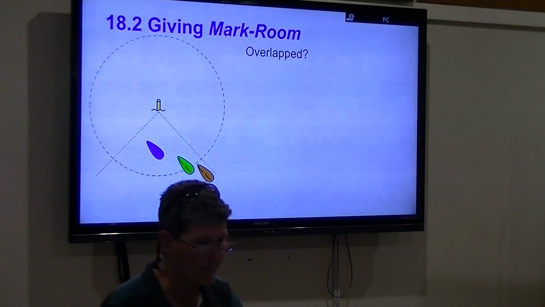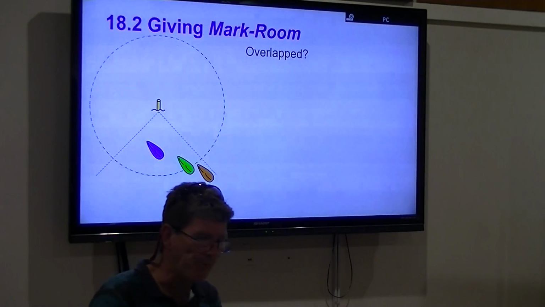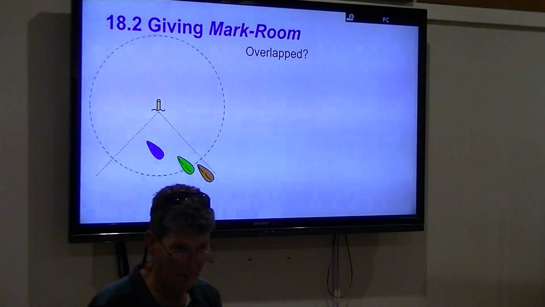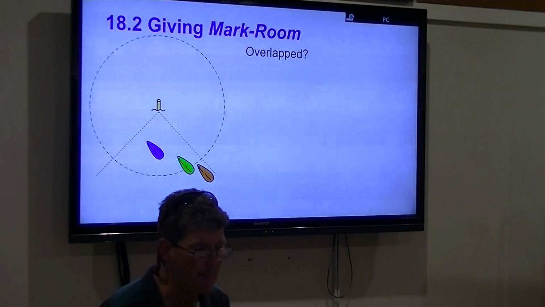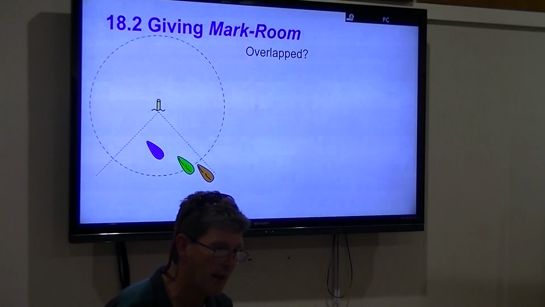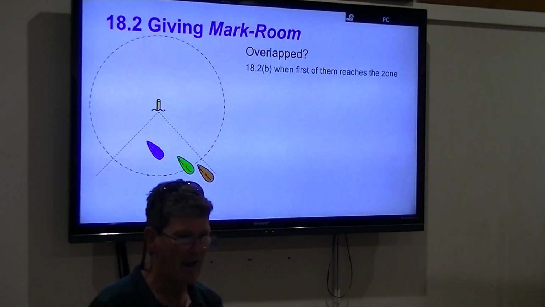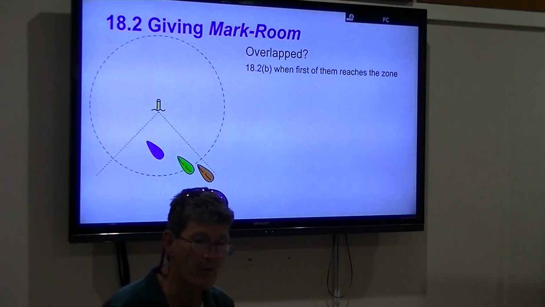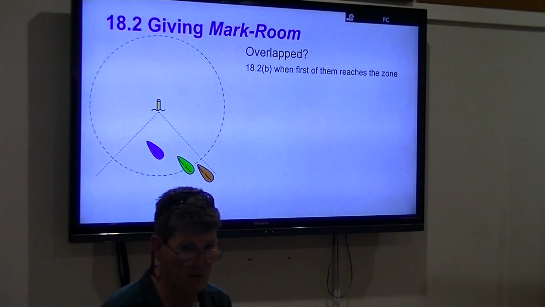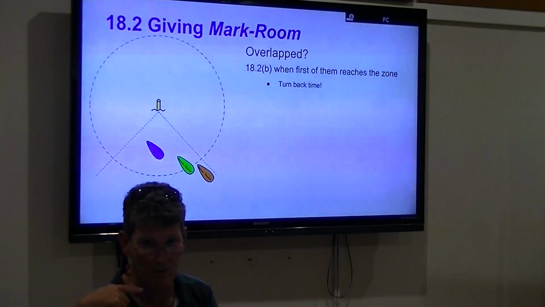18.2 hinges on overlap, greatly on overlap. Three boats here. Who's overlapping who? Orange overlapping green. Yeah, so at that instant in time, it looks like orange is overlapping green and blue is clear ahead of both the other two. However, 18.2b talks about overlap when the first of them reaches the zone. So when you're talking about overlap for the detail of Rule 18, it's when the first boat reached the zone. So you have to turn back time until when the first boat reached the zone.